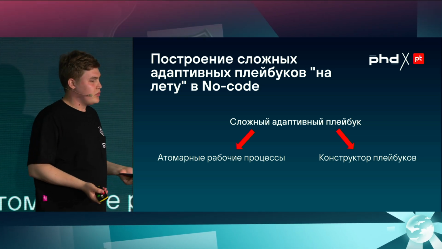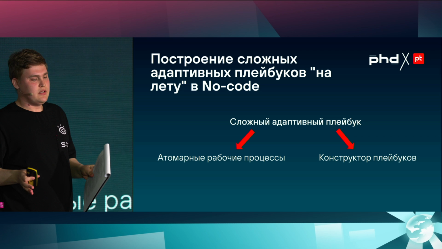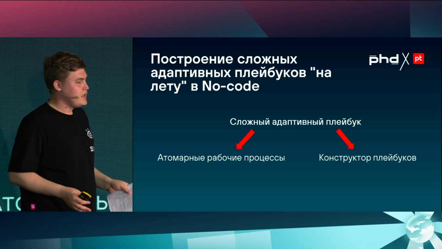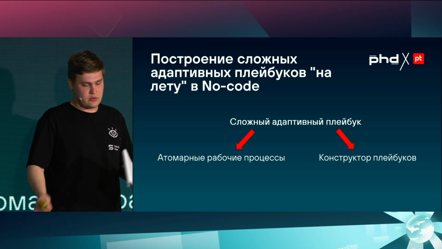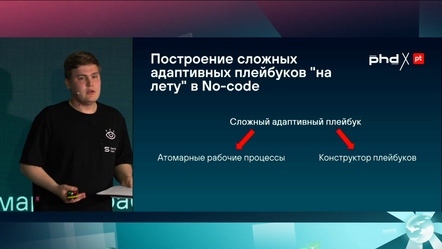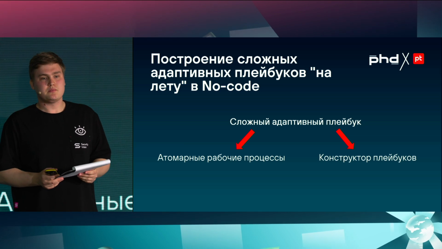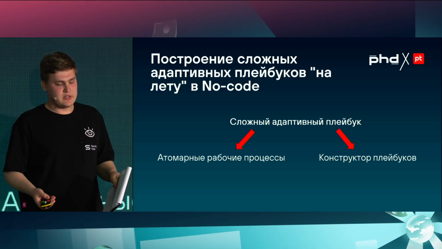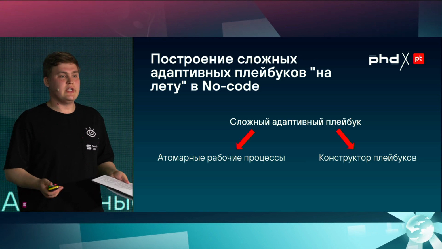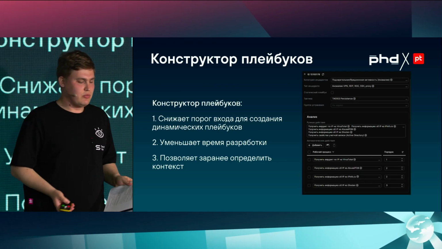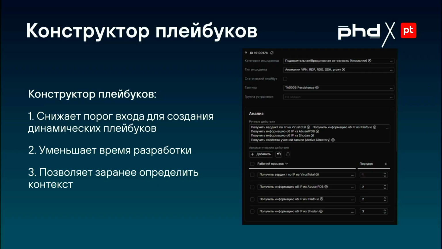Now, how do we do it in our platform? How do we work with dynamic playbooks? Dynamic playbooks have two parts. Number one is atomic work processes, and the second one is a playbook builder. It all works in no code, and not only DevOps or developers will be able to edit those playbooks, but also analysts if they have the respective rights assigned to them. Well, let's begin with the playbook builder.